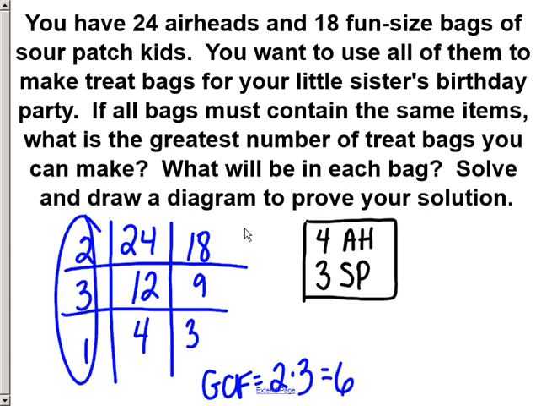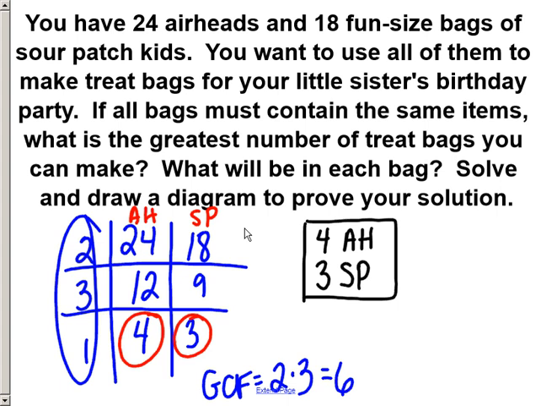But what's kind of interesting about using this method, let's go back and take a look. There were 24 Airheads and 18 Sour Patch. Notice I end up with 4 Airheads in each bag and 3 Sour Patch in each bag. So if you do use this method for finding greatest common factor when you're solving a word problem, notice that you can get more than just your greatest common factor there. There's more information there that it will give you. So you might find that to be helpful in solving word problems.